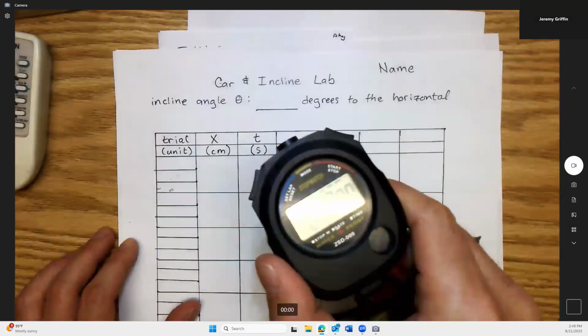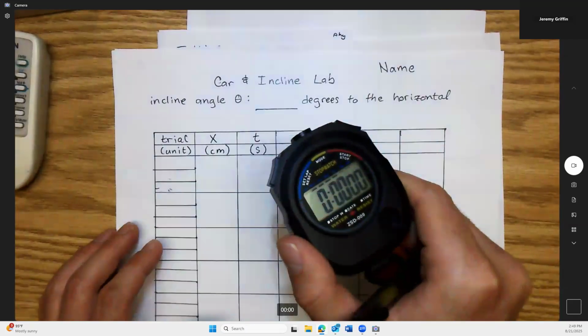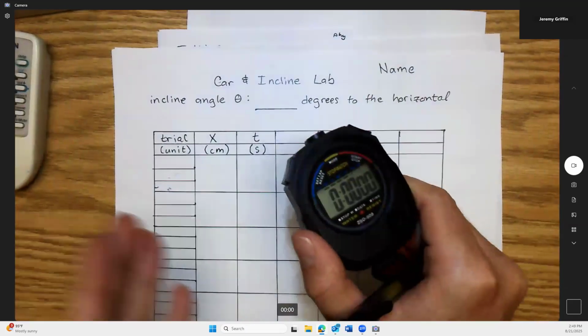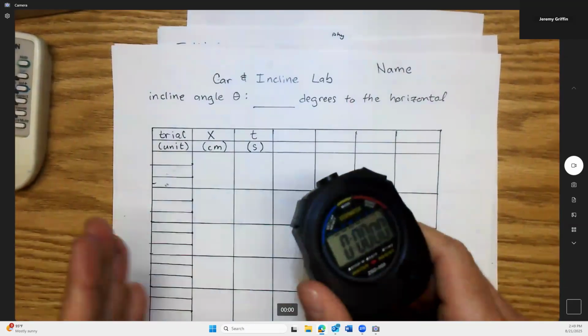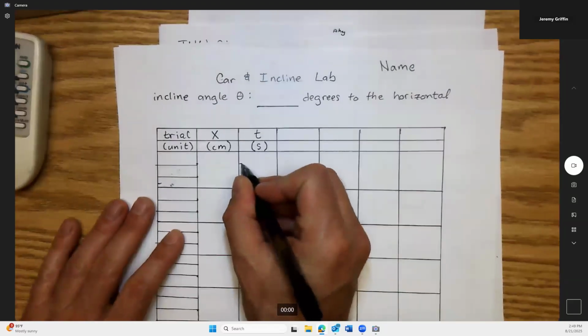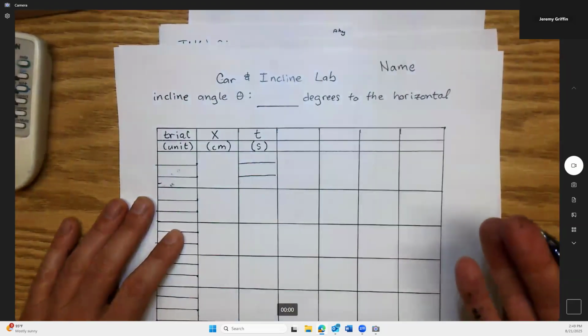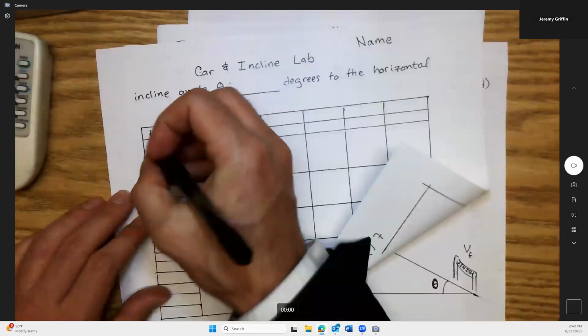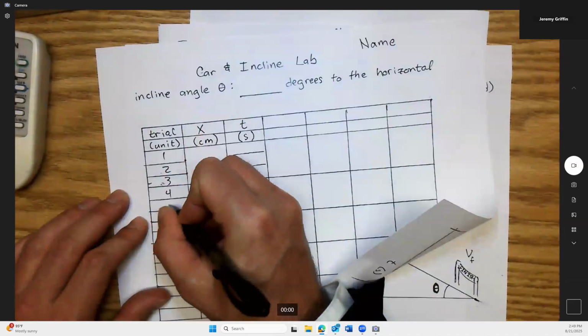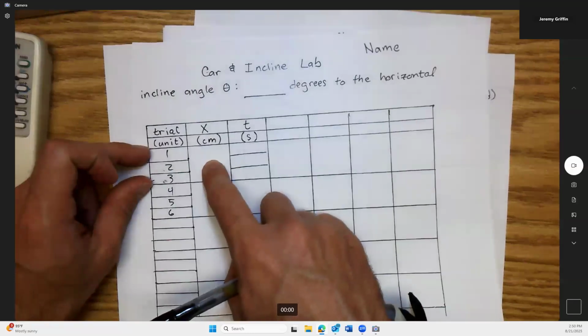Especially whenever you're using a stopwatch, it's really hard to get it exact, like when to start the stopwatch as the car starts rolling, and when to stop it as it crosses the finish line. So it's really good practice, especially anytime you're using a stopwatch in the lab in this class, to take 3 measurements and take an average. See how I have trial 1, 2, 3, 4, 5, 6. The first 3 trials might be you roll the same distance over and over, like 200 centimeters, 200 centimeters, 200 centimeters.